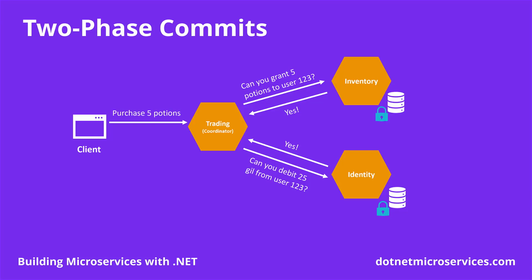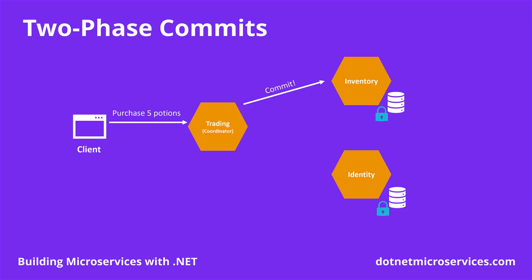At this point, if any of the participants state that it cannot fulfill the request, the entire transaction is aborted, and no change is applied. However, if the coordinator has received a successful confirmation from all participants, then it moves to the commit phase, where it requests each participant to complete the requested operation.